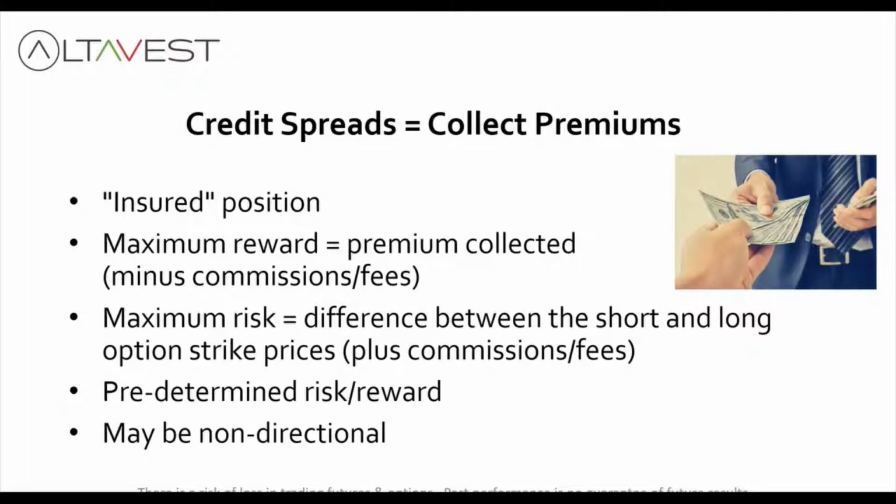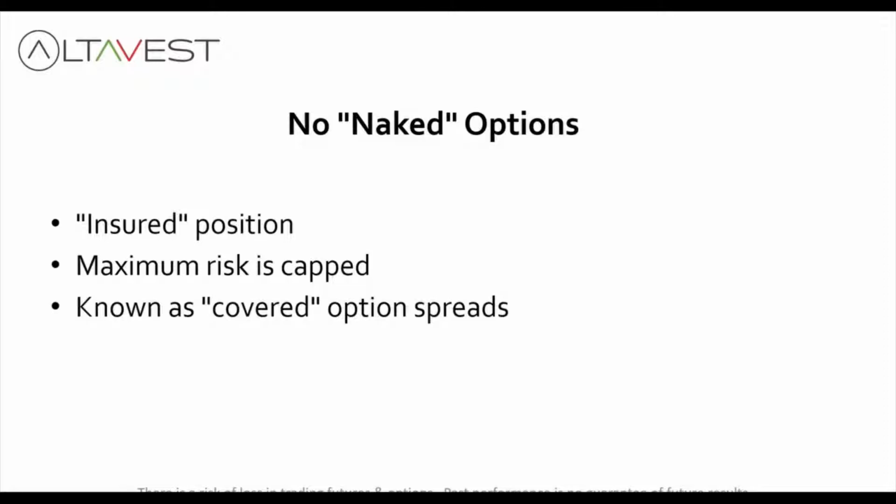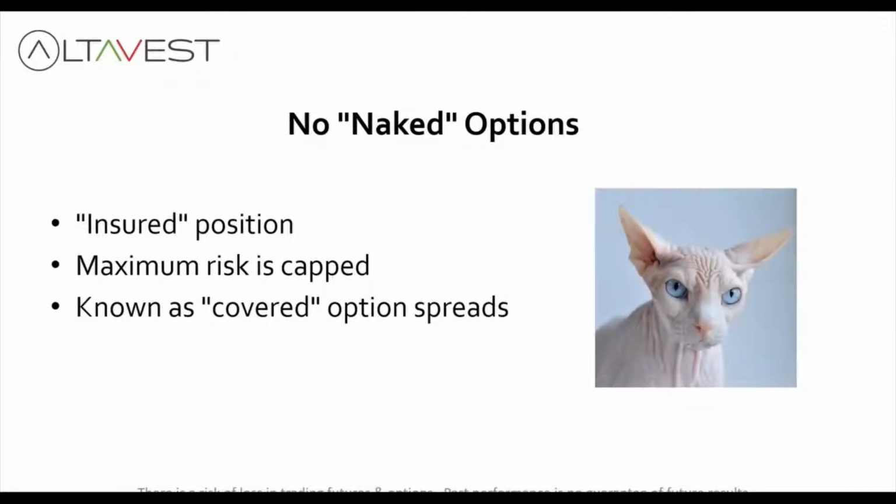And also note that these spreads may be non-directional in nature. You might have a bullish bias or a bearish bias, but you can also have a non-directional credit spread, and we're going to look at some examples in just a moment. Now remember, these are all covered positions. They are not naked options. You don't want to be like this poor little feline here without any coverage. You don't want to be a naked cat here. You want your position insured. You want your maximum risk capped, and these are known as covered option spreads. And we're going to look at that.